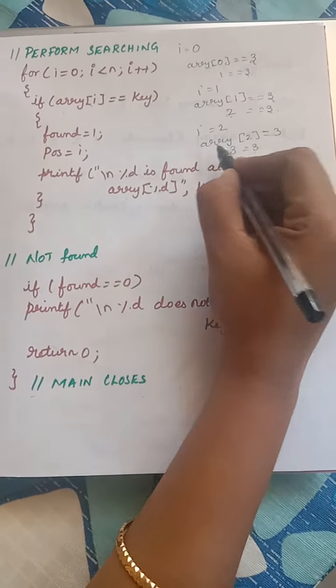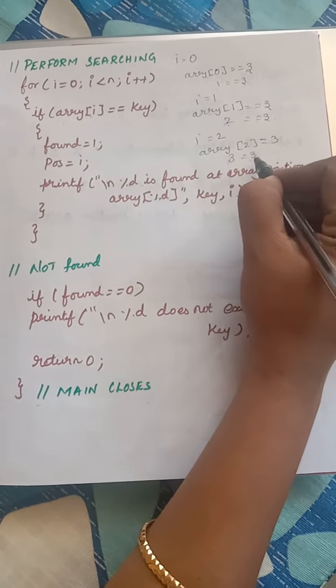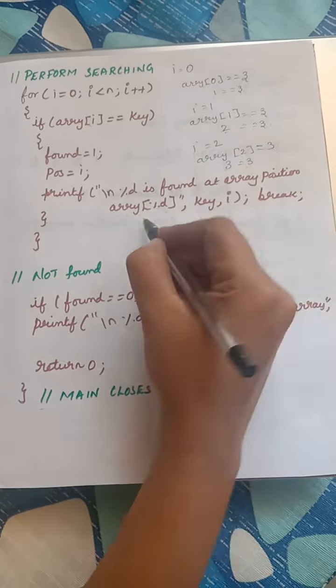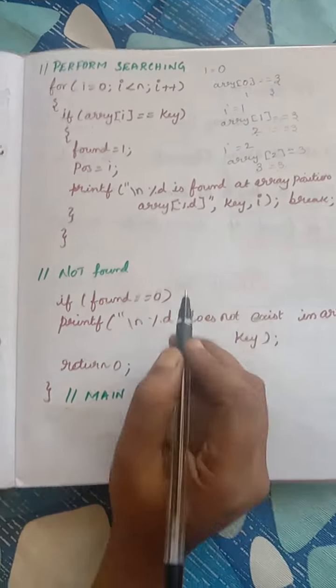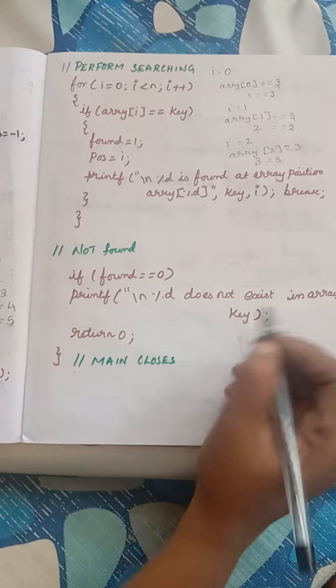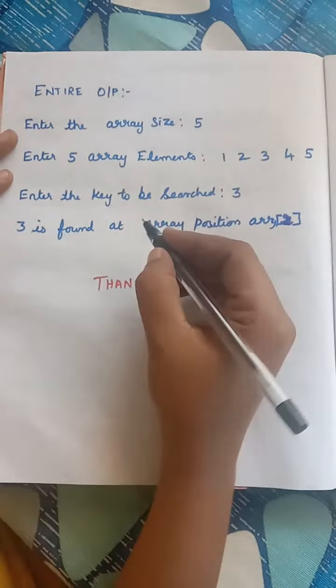I is equal to 2, that is array of 2 has 3, that gets compared with the search element 3. So the element is found. It prints that the element is found at the array position 2. So 3 is found at the array position 2 and it breaks the routine. If found is set to 0, it means that the element does not exist in the array. Here the main closes.